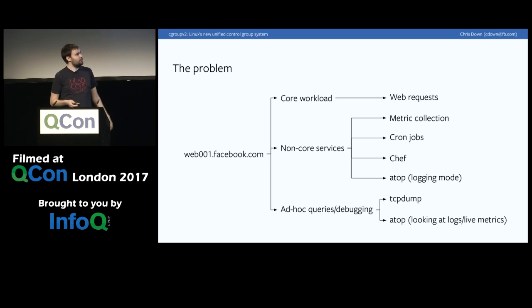Chef is also, for example, vital for an up-to-date and correctly configured machine, but we don't want it to start taking 100% CPU, for whatever reason, say we have a bug in our cookbooks, or they have a bug in Chef. We don't want it to start to interfere with the web request. That's the ultimate point here.